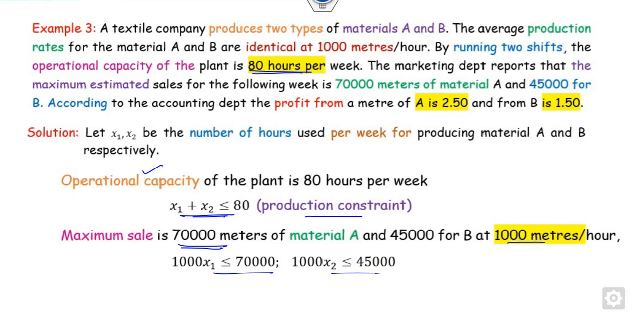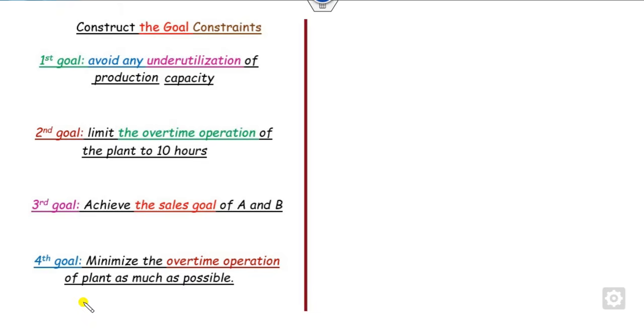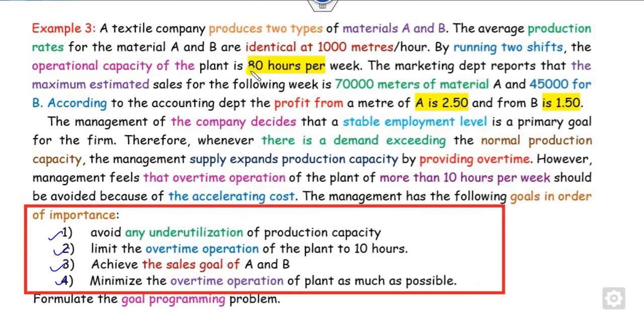Now, how many goals are there? You can see there are 4 goals. You can set 4 constraints. The first is to avoid the underutilization of the production capacity. So what is the production capacity you have? The production capacity we set as 80.